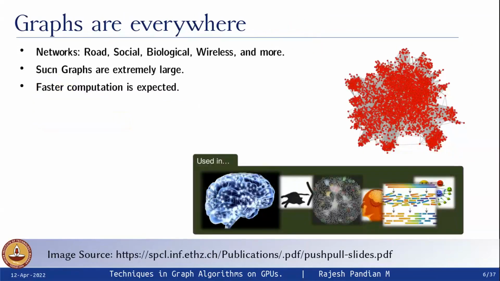So these were the main motivations, and graphs are everywhere, starting from road networks, social networks, biological networks, wireless networks. Graphs are everywhere, and such graphs are extremely large, and we expect faster computation on those graphs.